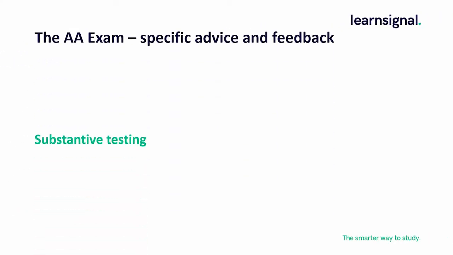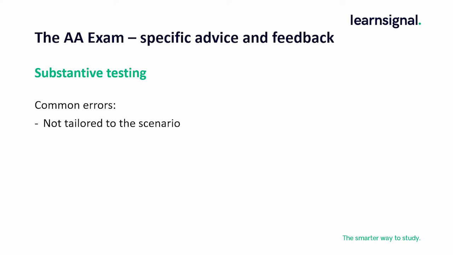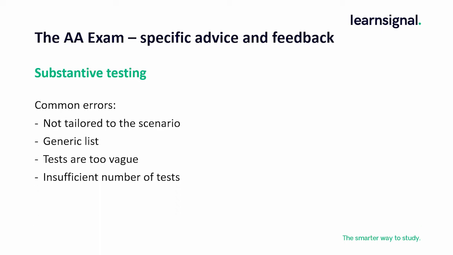When looking at substantive testing, regular errors occur when solutions are not tailored to the scenario, or a generic list of tests is provided. A lot of times tests are too vague. For example, it's a source without an action, or there are an insufficient number of tests recommended for the marks on offer.